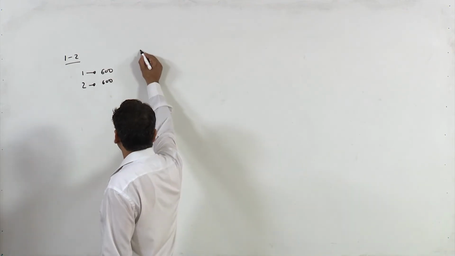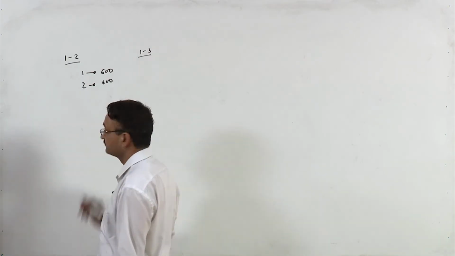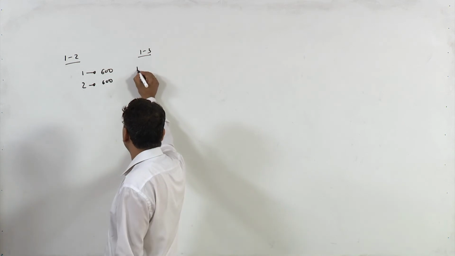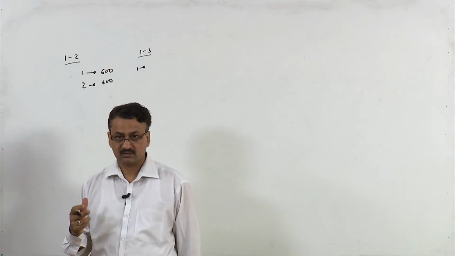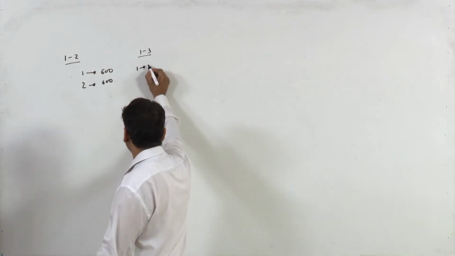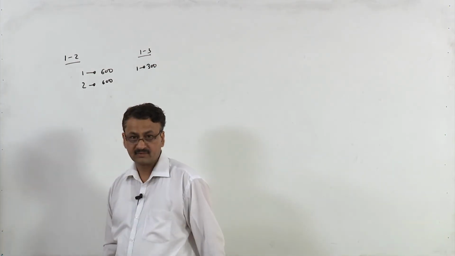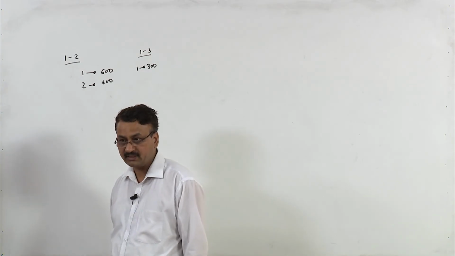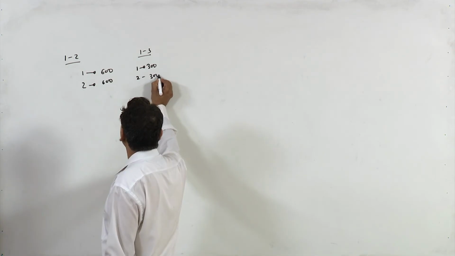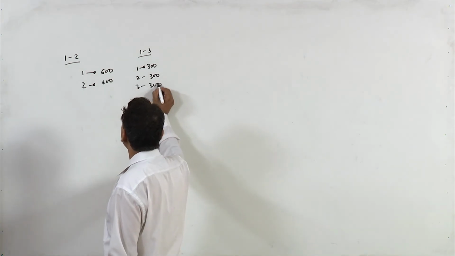What about activity 1-3? What is the expenditure for activity 1-3 in the first month? It is 300, right? Similarly, in the second month for activity 1-3, 300. For the third month also 300, right?